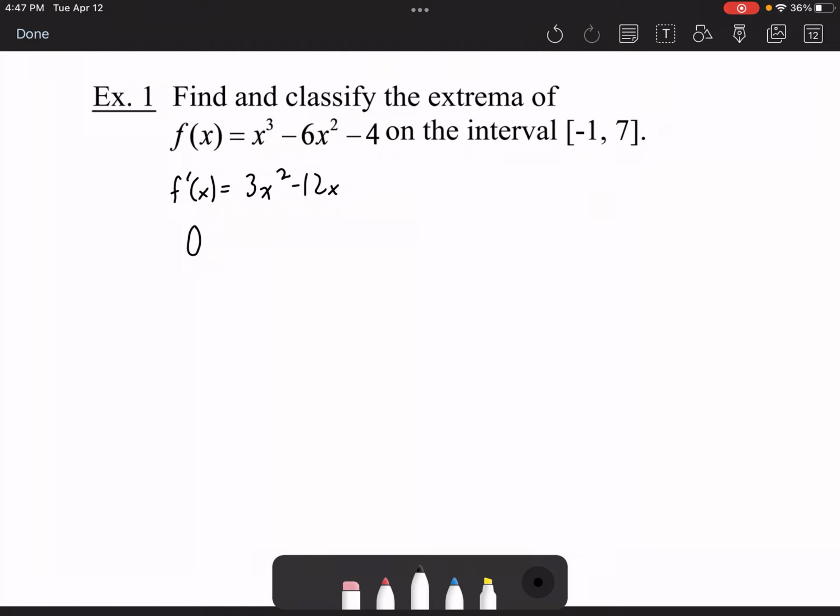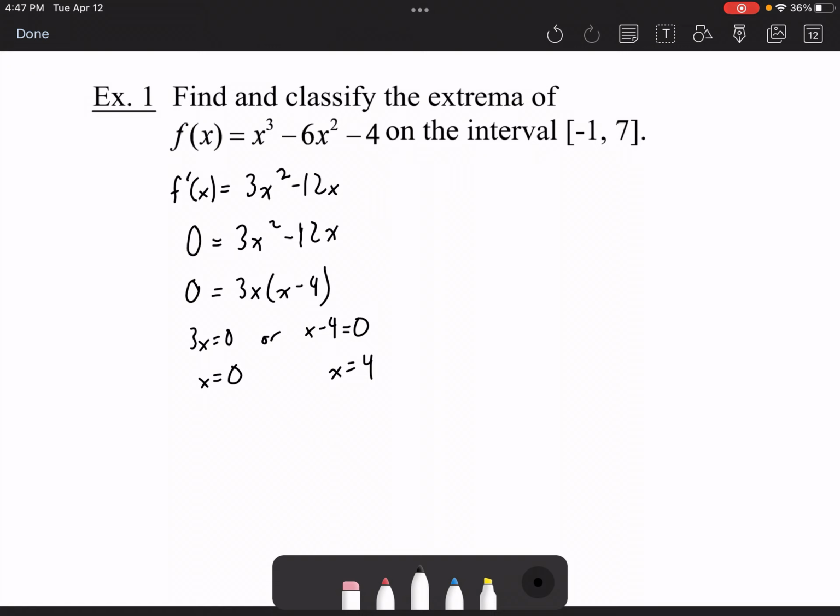Again, best to find out when it's equal to 0, because if you find out when it's equal to 0, you possibly have some maximums and minimums. This function can be factored into 3x and x minus 4. So that means 3x could equal 0, or x minus 4 could equal 0. So we have two solutions to this: x equals 0 and x equals 4.